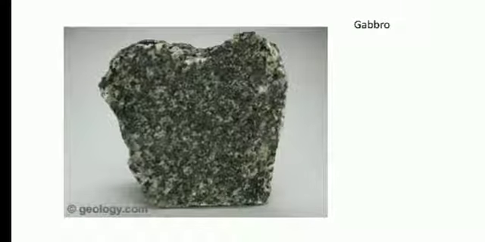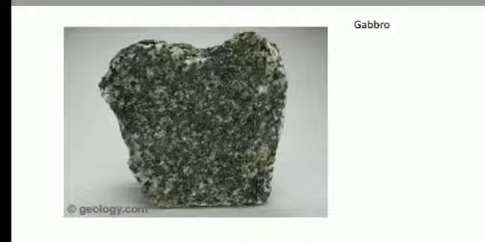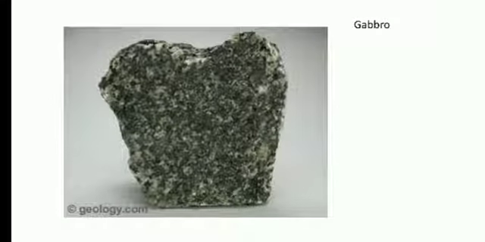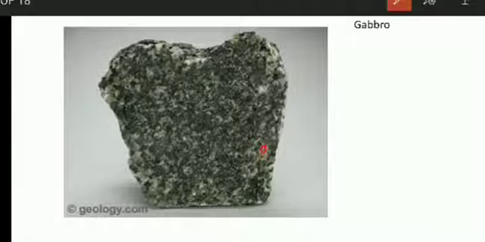Then we'll move on to one more rock, that is gabbro. Gabbro is again dark grey to black in color, and as it is dark, we call it melanocratic. Then it has equigranular minerals. All the grains are equal in size, so we call it equigranular, and you can see the individual minerals here. So you can call it a coarse grained rock, because you can see the individual crystals.